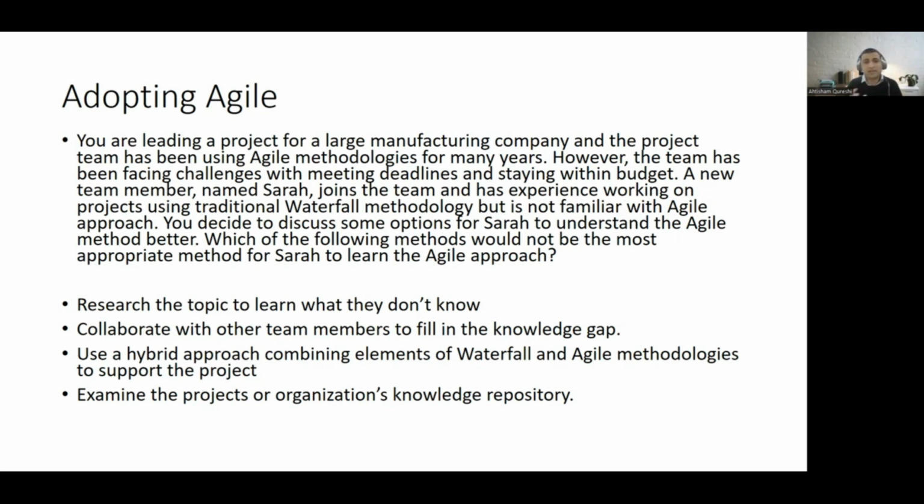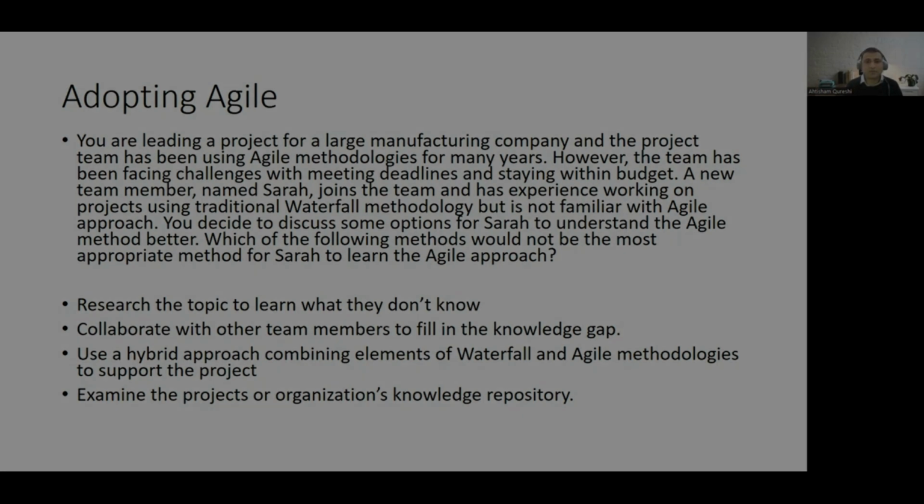So using a hybrid approach, combining various elements of waterfall and agile methodology to support the project, will be the best option to learn, and it will give Sarah a chance to also share her knowledge. So sharing, and then it will work out for both of them. And examining the project and organization knowledge repository is again looking and helping yourself. Agile teams also support each other. So yes, the third option is the best option whenever you have a scenario where someone is new to agile. It's always advisable to keep doing what was good for you in your previous waterfall methodology, learn some good practices of agile, and use a hybrid approach. I hope it is clear.